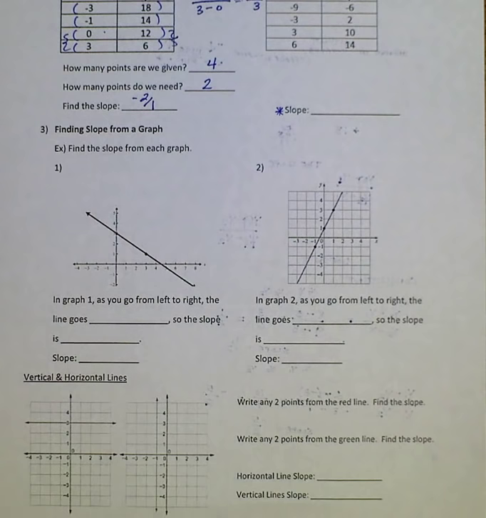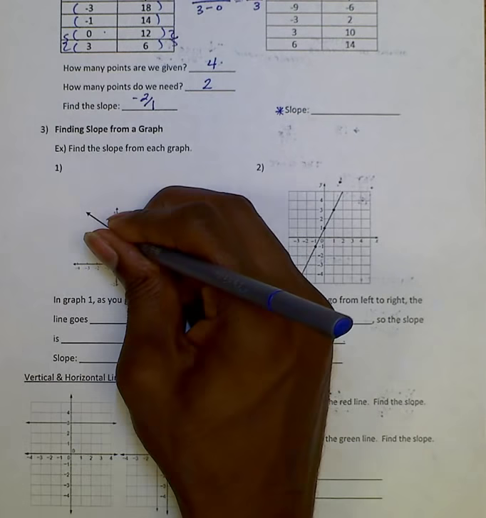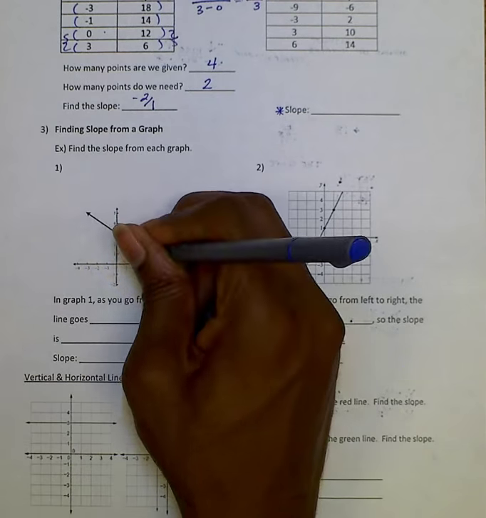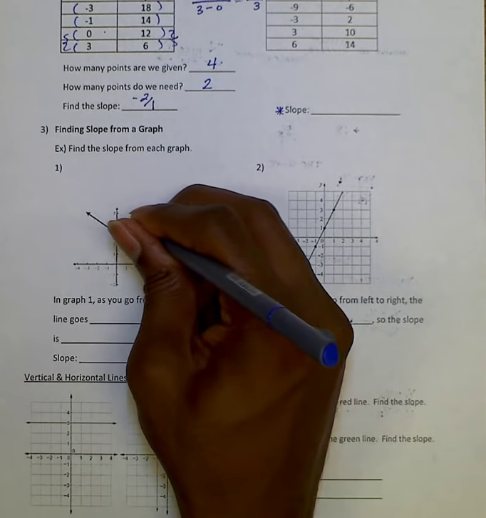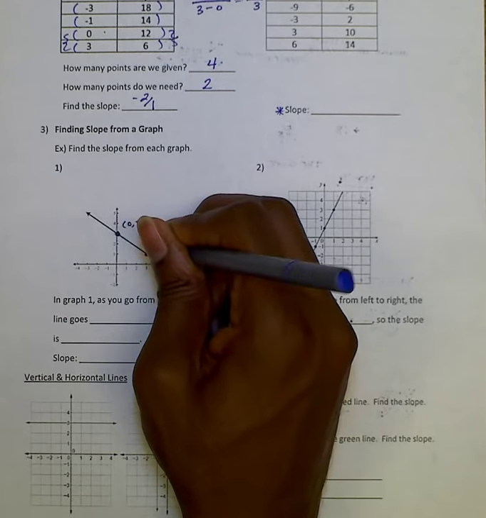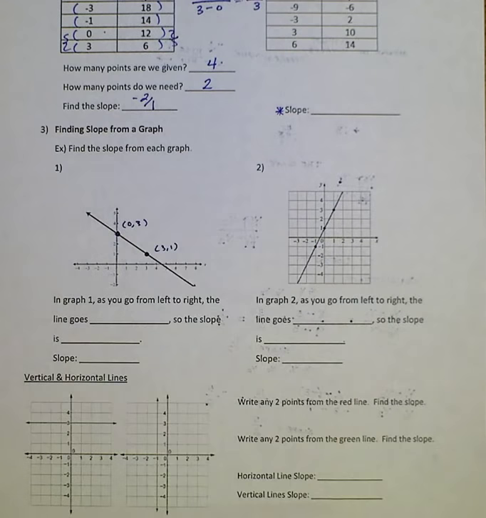All right, now finding a slope from each graph here. Now we're given a graph, and all we just have to do is find the slope. They gave us points. Sometimes they don't give us points, and we have to pick the best points to use. But in this case, they gave us points. This point's at 0, 3. This point's at 3, 1. Okay, we could take those coordinates and do the slope formula.